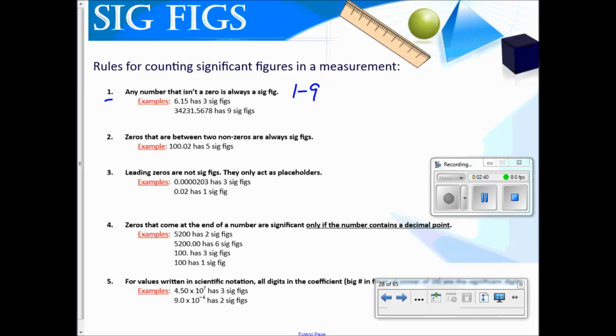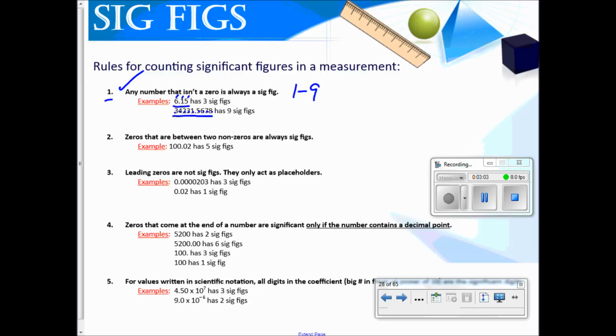So if we look at this 6.15, we have 3 significant digits, 1, 2, 3. We look at this number and we count those up, 1, 2, 3, 4, 5, 6, 7, 8, 9. Okay, this one's pretty easy. It's when we get into zeros that it can get a little confusing. So make sure you're paying special attention to these.